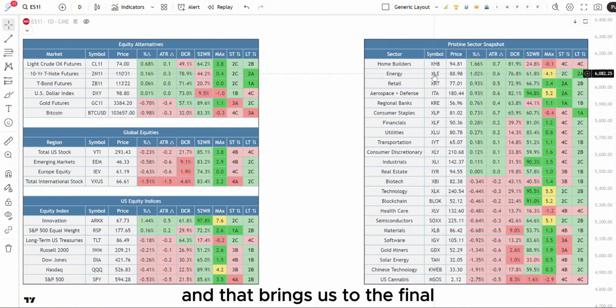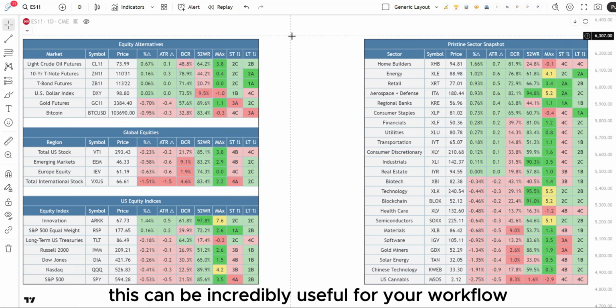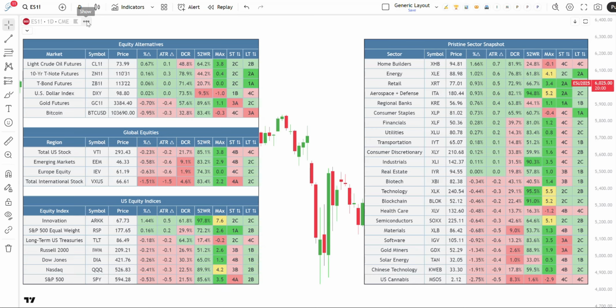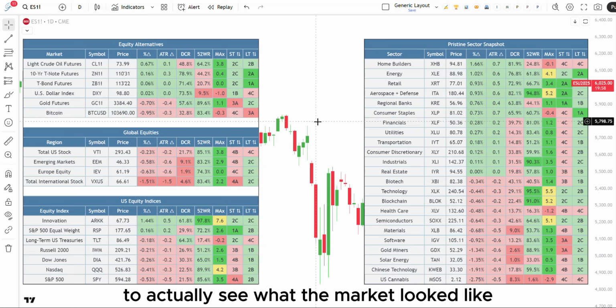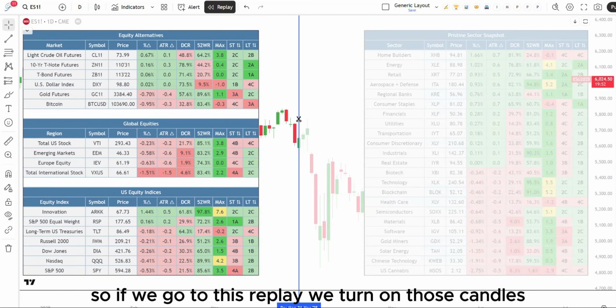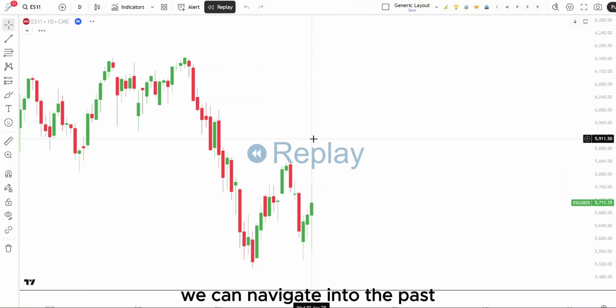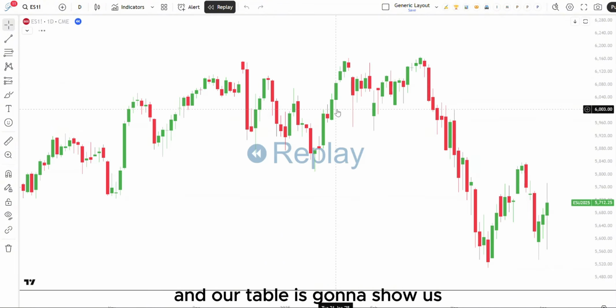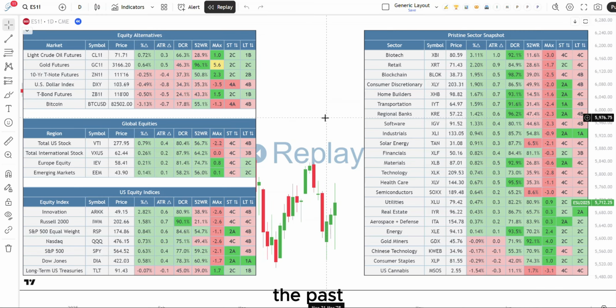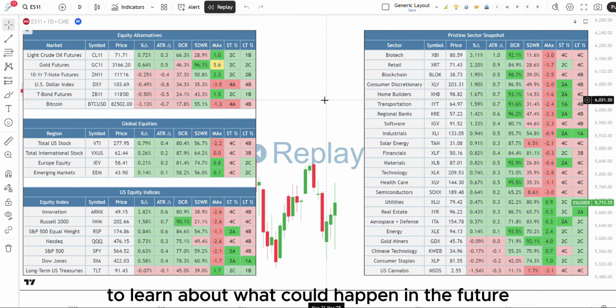And that brings us to the final but very important feature. This can be incredibly useful for your workflow. You can leverage the replay feature within TradingView to actually see what the market looked like at key turning points in the market sequence. So if we go to this replay, we turn on those candles, we can navigate into the past, and our table is going to show us what the breakdown looked like.